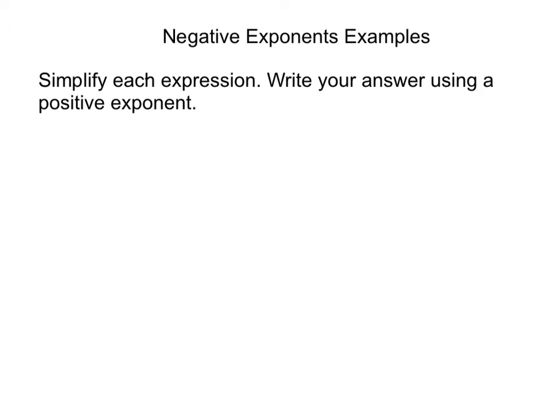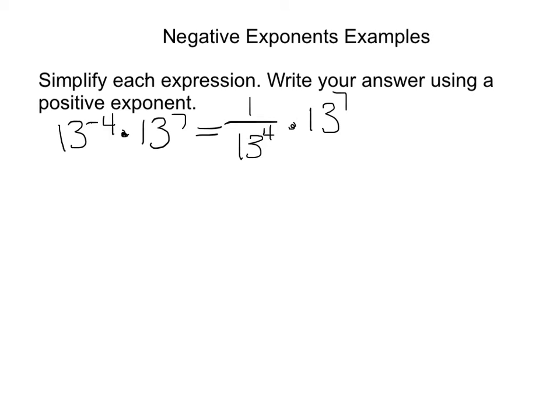Let's continue with some more examples. So let's start off with 13 raised to the negative 4 times 13 to the 7th. Now I'm going to write this with a positive exponent. So I'm going to take my 13 to the negative 4 and put that under 1. So I have 13 to the 4th times 13 to the 7th.